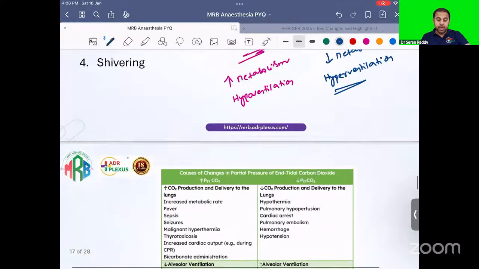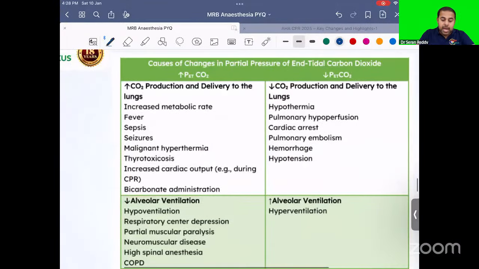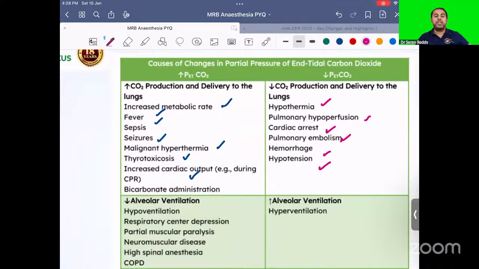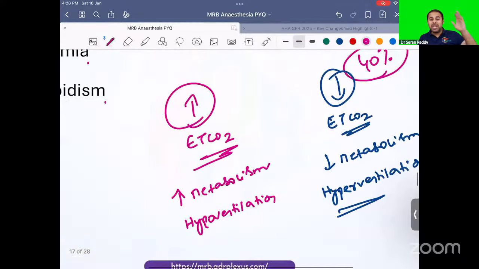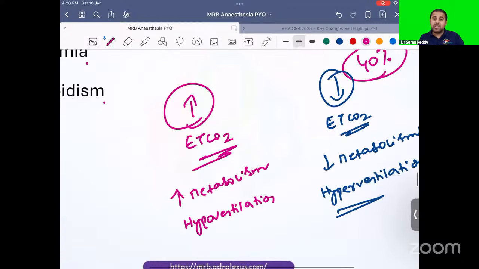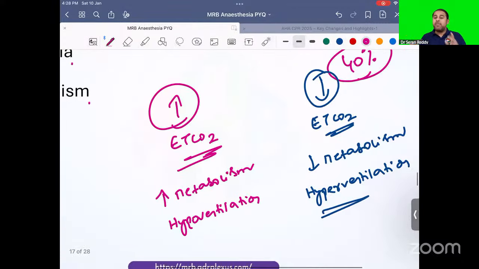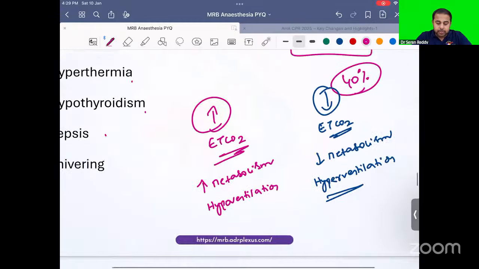Let's see a few of the things. Increase in EtCO2: increased metabolic rate. In all these conditions, there will be increased EtCO2. Fever, sepsis, seizures, malignant hypothermia, thyrotoxicosis, increased cardiac output, all these things. Whereas the other way around, hypothermia, pulmonary hypoperfusion, cardiac arrest, pulmonary embolism, hemorrhage, hypotension, all these things will decrease. So roughly remember, anywhere metabolism increases, EtCO2 increases. If there is hypoventilation, EtCO2 increases. The other way around, whenever metabolism decreases, EtCO2 decreases, and with hyperventilation, EtCO2 decreases. That's it.